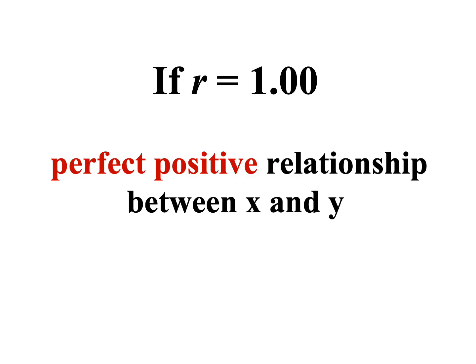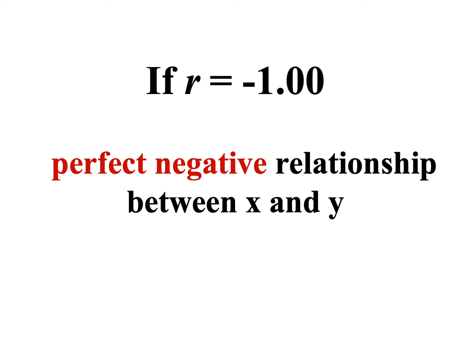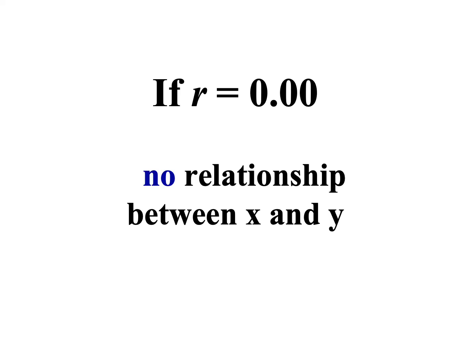So when r is equal to positive 1, there is a perfect positive relationship between x and y. When r is equal to negative 1, there is a perfect negative relationship between x and y. And when r is equal to 0, there is no relationship between x and y.